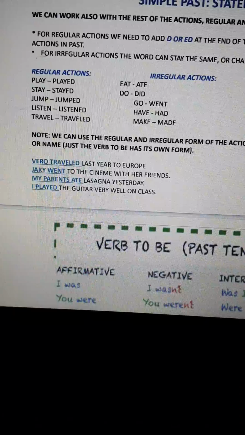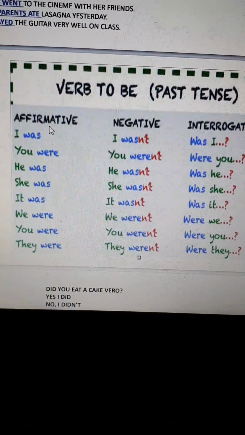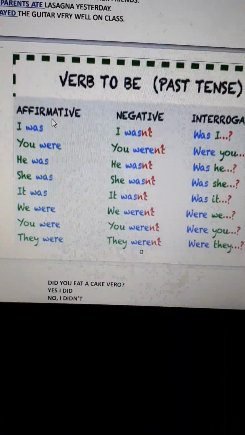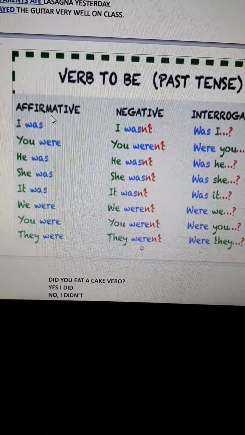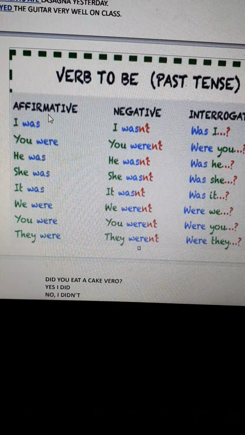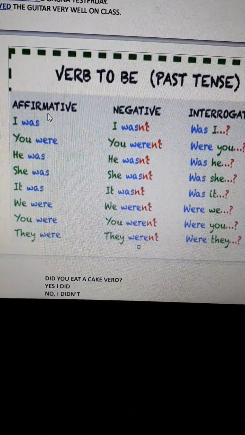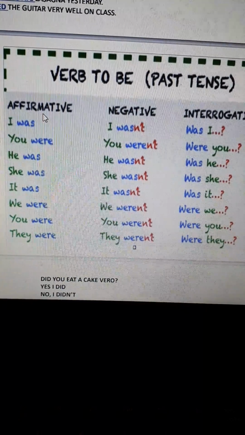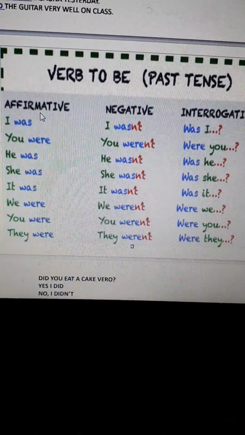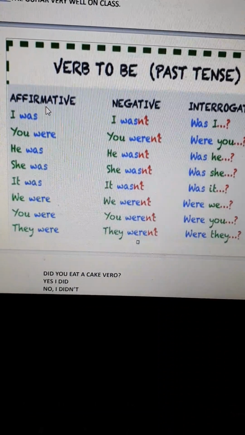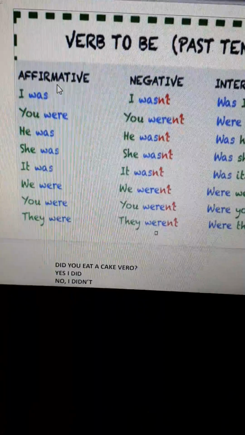Okay, for the verb to be, remember that the verb to be has its own form to conjugate the word. Instead of is and are, we're going to work with was and were. Was is for singular, were is for plural. The negative is going to be wasn't for singular, weren't for plural. Okay, or was not is the same as wasn't, or were not is the same as weren't.